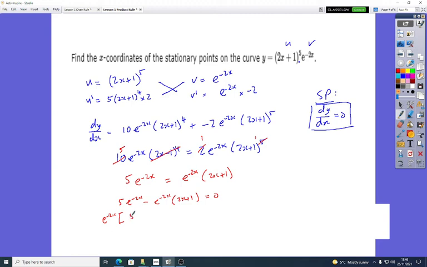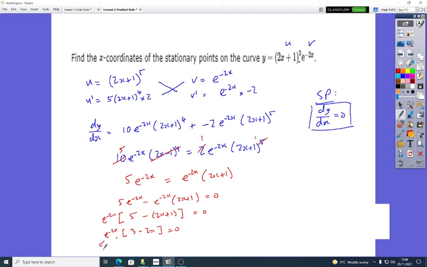I've got 5 lots of those, minus 2x plus 1, equals 0. If I smarten that up, I've got e to the minus 2x, then 5 minus 2x minus 1, that's going to give me 4 minus 2x, equals 0. Now, either that's going to equal 0 or that's going to equal 0. Well, that can't equal 0, which we know. It can tend to 0, but it can't equal 0.